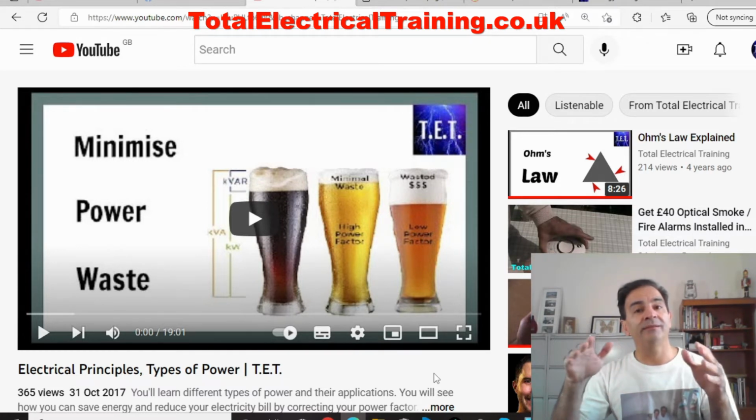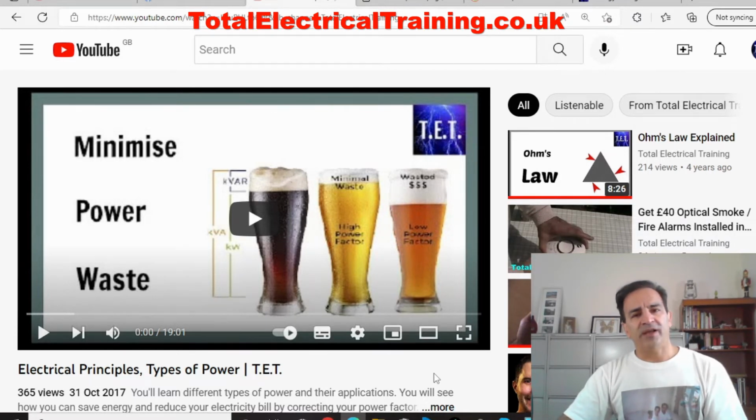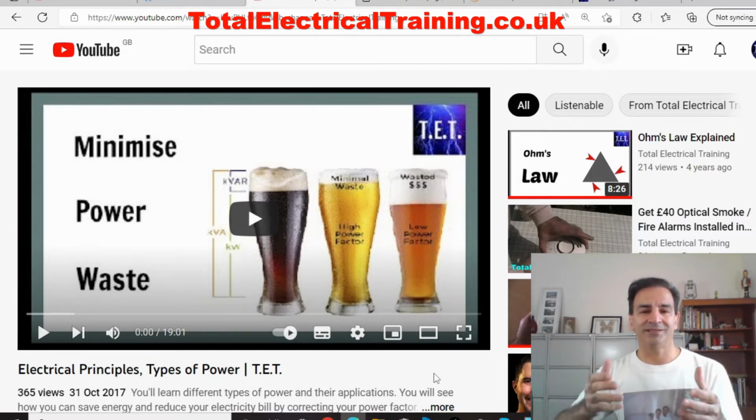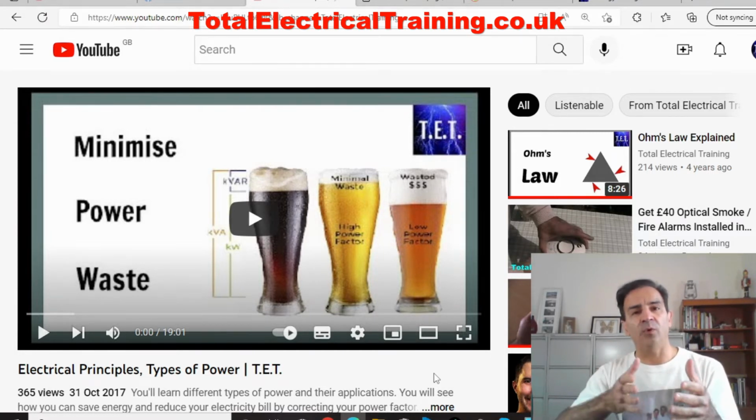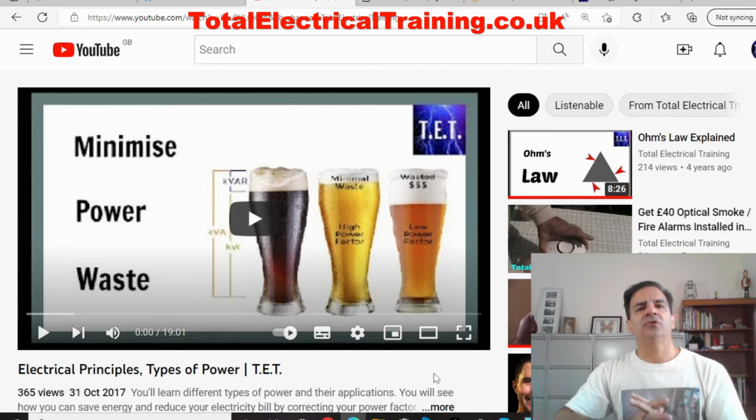But in the domestic area, in your home, you don't have that. You have a watt meter or a kilowatt meter, basically, kilowatt hour meter, to say it correctly. And that doesn't just measure your wattage, that measures wattage and your reactive power.